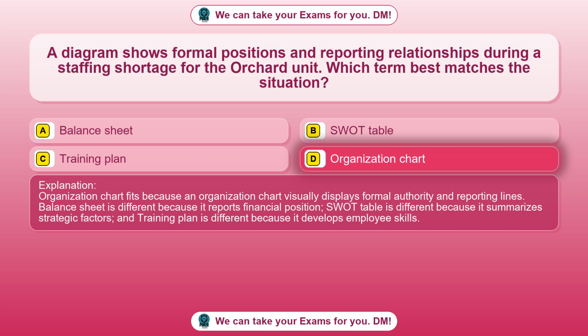Balance sheet is different because it reports financial position. SWOT table is different because it summarizes strategic factors, and training plan is different because it develops employee skills.